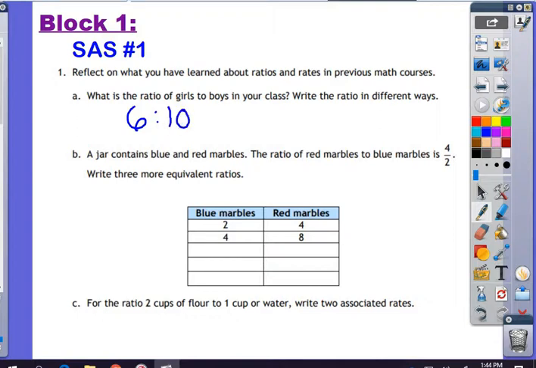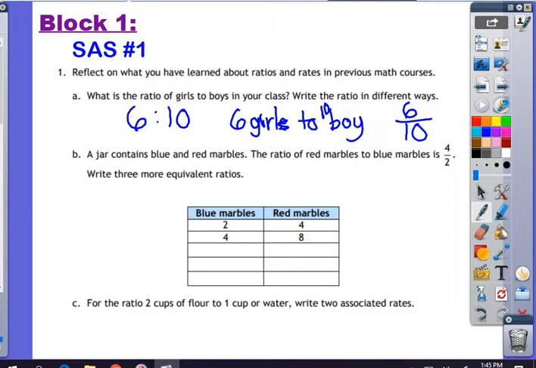Is that the only way I can write that? No. I could write it as 6:10. I could include the words, 6 girls to 10 boys. I could write it as a fraction, 6 over 10. I could write 6 girls for every 10 boys, but I'm out of room, so I'm not. Okay, those are different ways I can represent the ratio of that picture. Yes, sir.